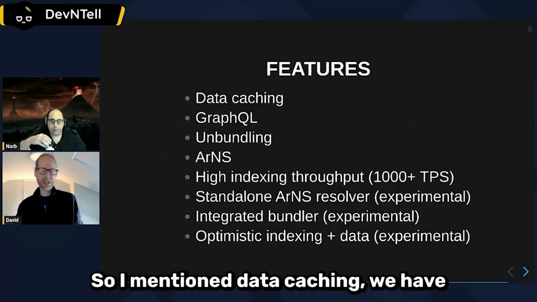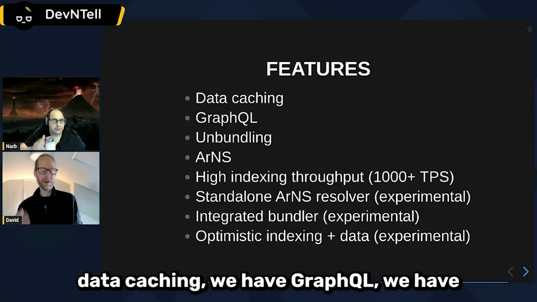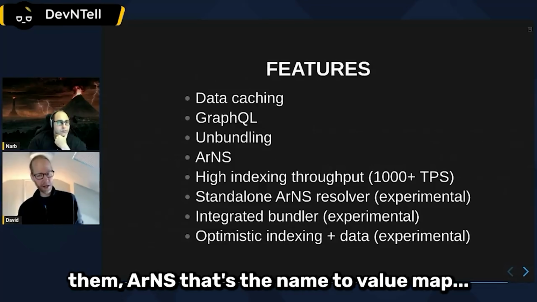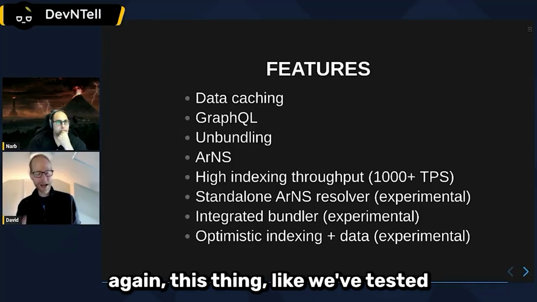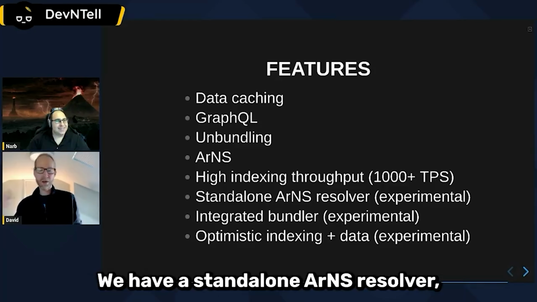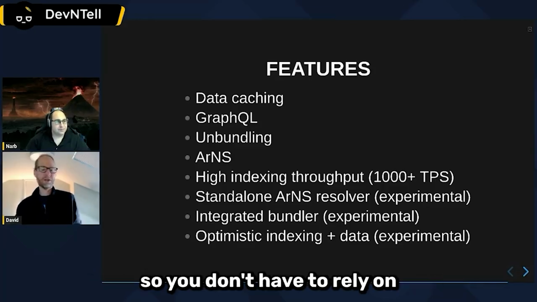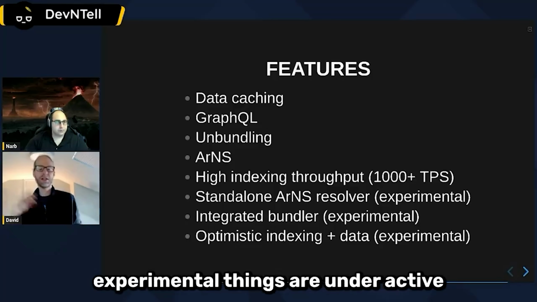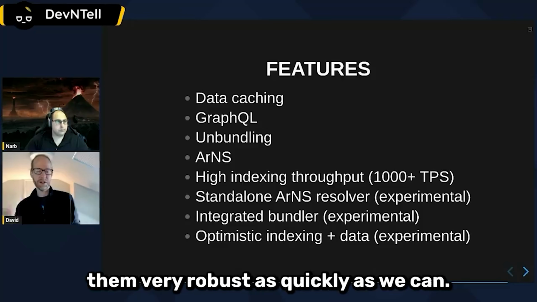So I mentioned data caching. We have data caching, we have GraphQL, we have unbundling, which is just processing those bundles, indexing all the data items in them. ArNS, the name to value map. Again, we've tested this, and it can basically handle the entire throughput of Arweave right now. We have a standalone ArNS resolver, so you don't have to rely on anything centralized for that. It is experimental.